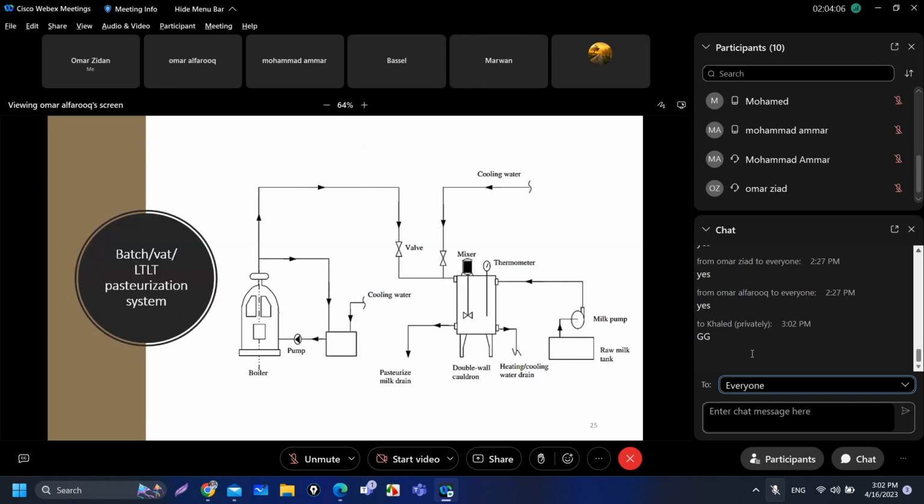Now this is the system of batch or LT pasteurization. As you can see here, we rely on a boiler which will produce hot water. Hot water will be introduced to the tank where it will heat the milk. Then we drain it. Then we introduce cooling water or whatever cooling medium to cool the milk, and then we will drain it also. This is the raw milk inlet, and this is the pasteurized milk outlet.